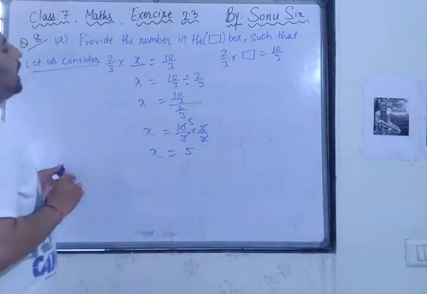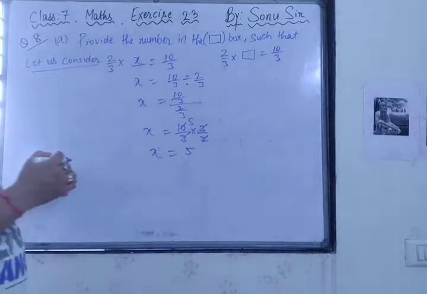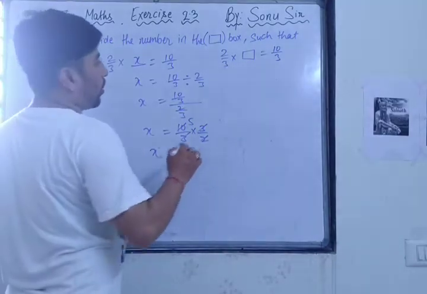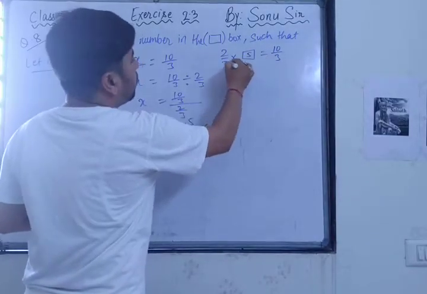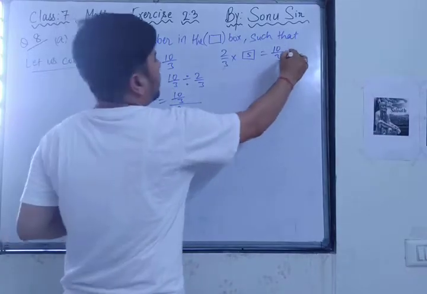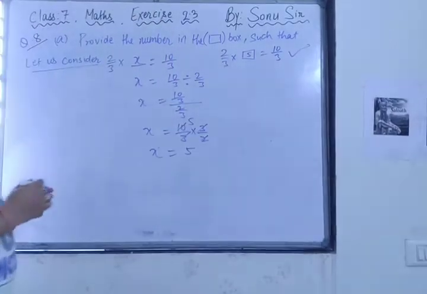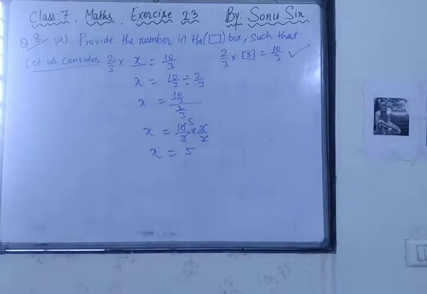What will be the value? x is equal to 5. So let's check that number. Is it right or not? 2 by 3 into 5 is equal to 10 by 3. So yes, this number is right. You can write it this way and you will get the correct answer. Got it? So this was our 8A first question.